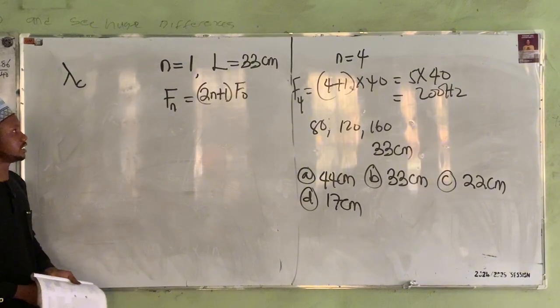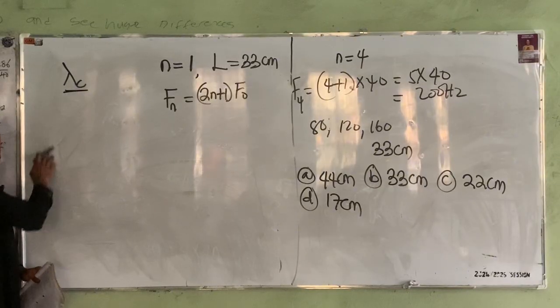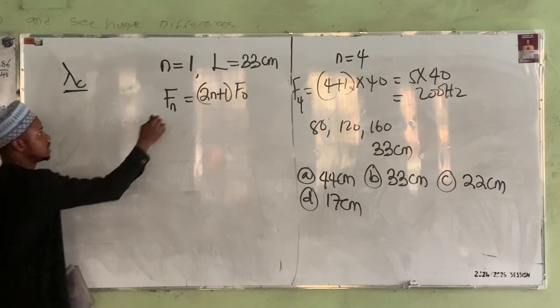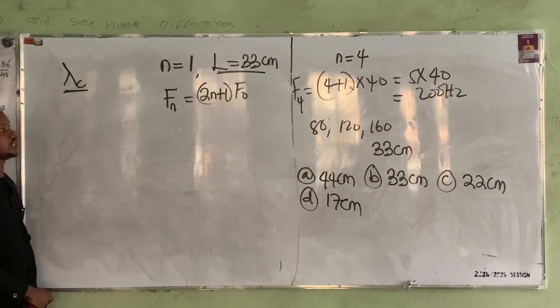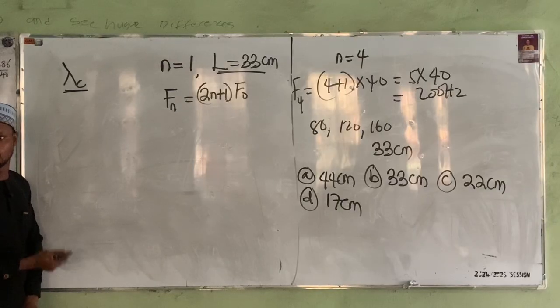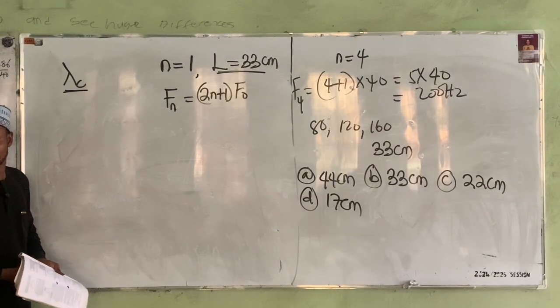Okay, let me explain this mathematically here. Class, we are asked to calculate the wavelength. Am I correct? Is it the wavelength? And this is already given to us here. Please take note of this. But we're not only asked to calculate the wavelength for the fundamental. We're asked to calculate the wavelength for what, class? For the overtone, first overtone.